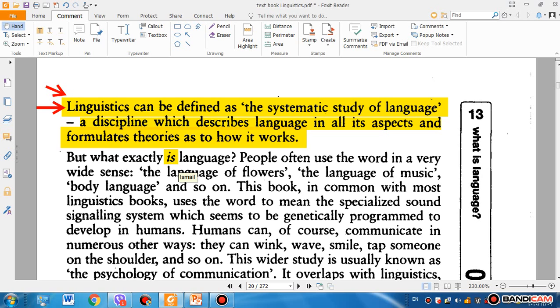You check, okay? Anyhow, people often use the word in a very wide sense. It means that many people use the word language very broadly. So they say the language of flowers, for example, the language of music, body language, and so on. So people use the word language in a very wide sense.